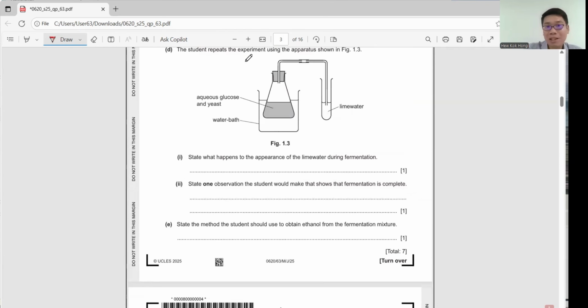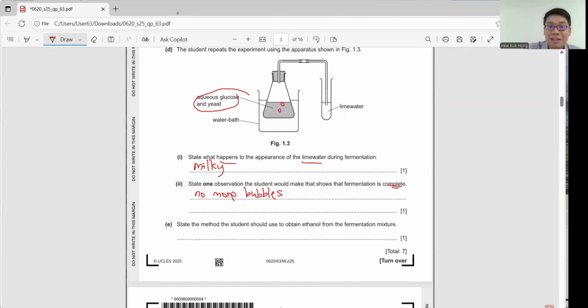D, the student repeats the experiment using the apparatus shown. State what happened to the apparatus of lime water during fermentation. So what happened when we do this? CO2 will be released, and CO2 will make lime water milky or cloudy. State one observation that the student would make that shows the fermentation is completed. Since CO2 is released, it means no more bubbles will form.